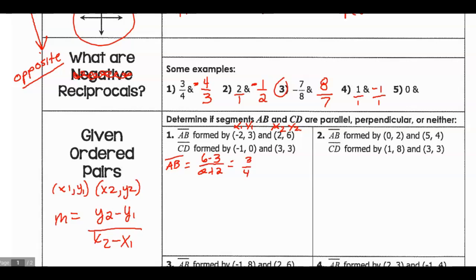3/4. And I just stop there. Now I go to CD. Let me make this font a little smaller. See if this makes it better. There we go. So same thing here.